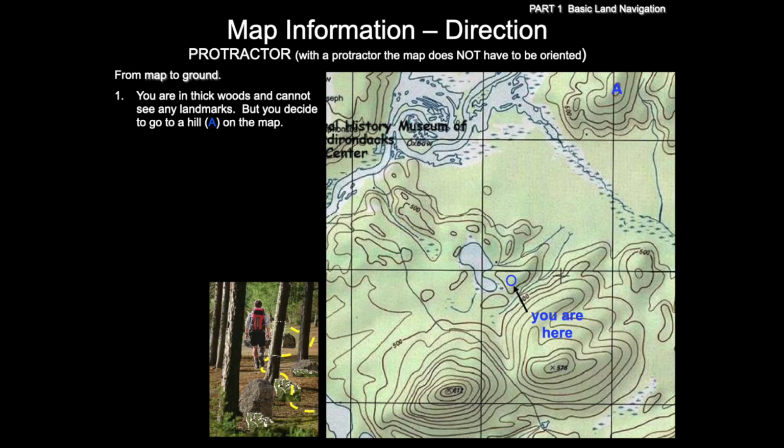All right, we're going to get a little hands-on here with the protractor. So number one, all right, so we're talking from map to ground, right? So from grid to magnetic. So number one, you're in the thick woods and cannot see any landmarks, but you decide to go to a hill, which is marked A on the map.